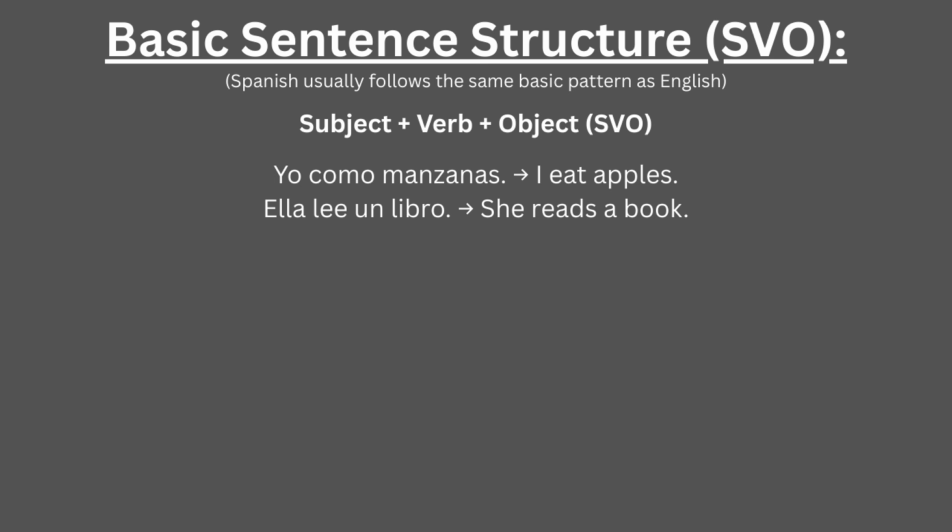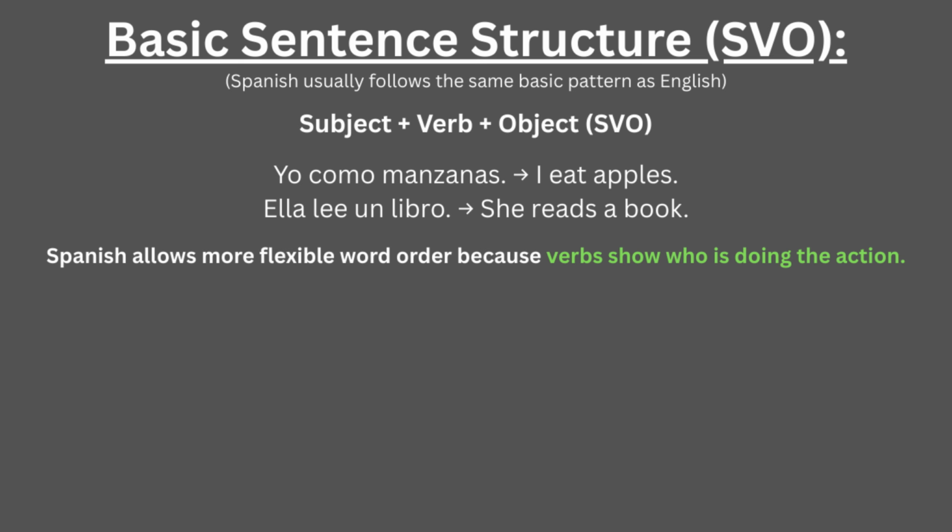Sentence structure and word order in Spanish are generally straightforward, but some nuances exist. Like English, Spanish typically follows a subject, a verb, and an object, like yo como manzanas. Ella lee un libro.